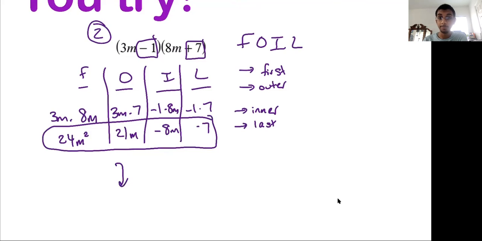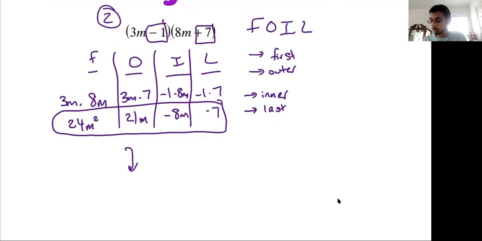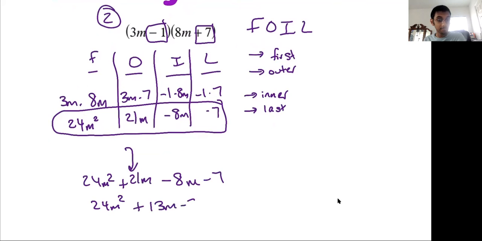And now we take all these things I just solved for, and we will add them up together and simplify it. So this becomes 24m squared plus 21m minus 8m minus 7. So now we simplify that to 24m squared plus 21m minus 8m, which is 13m minus 7. And that is our answer. That is all you do.